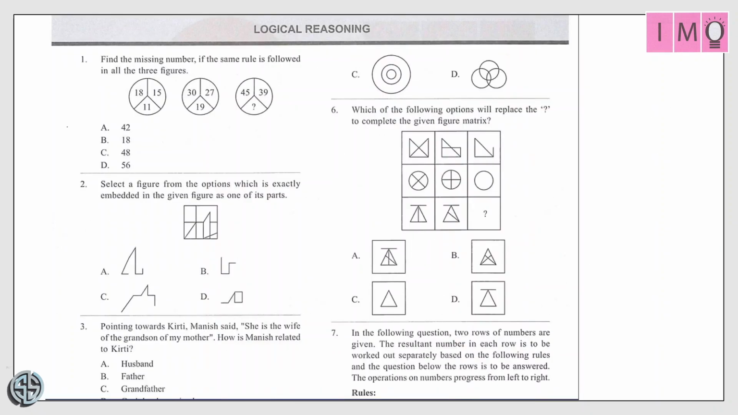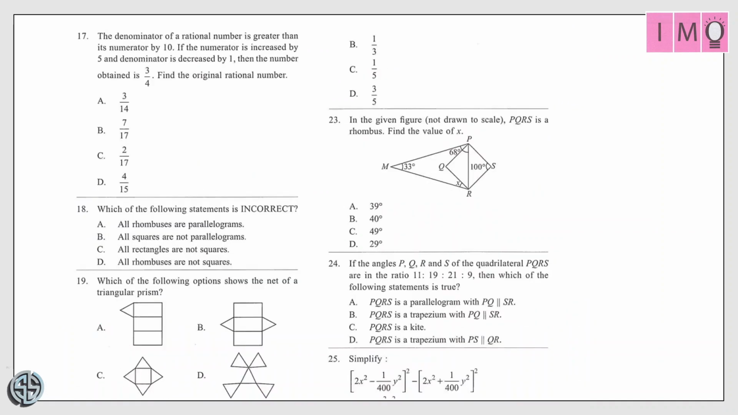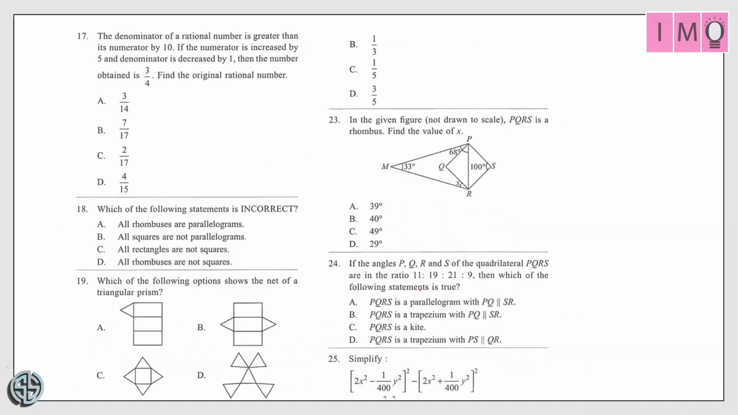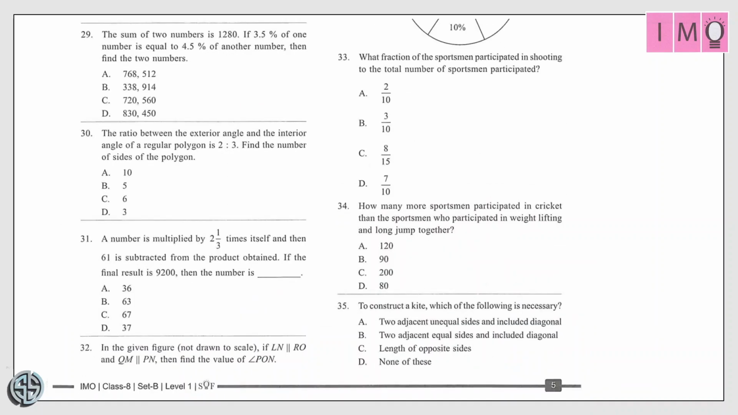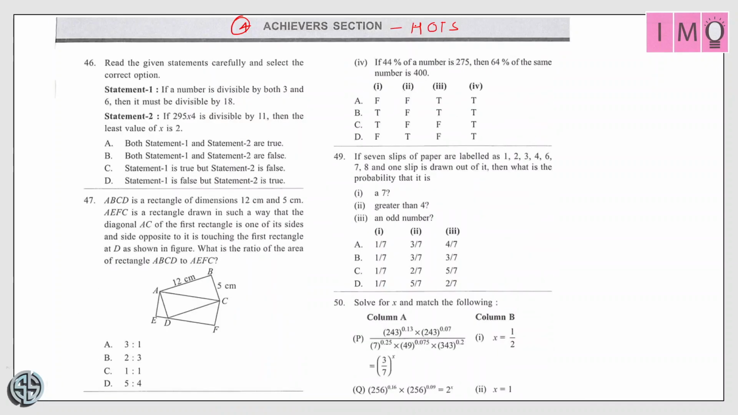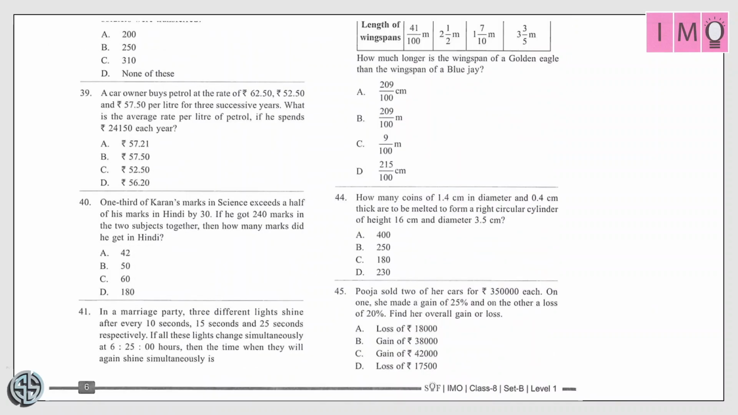First section is logical reasoning, which comprises 15 questions. Then the second section, which is mathematical reasoning, we have solved in the previous video. It comprises 35 questions. Now in this video we'll be discussing the third section, which is everyday mathematics. It also comprises 10 questions from 36 to 45. So in this video I'll be solving these.